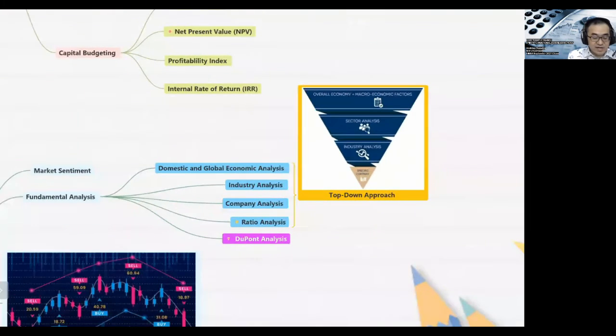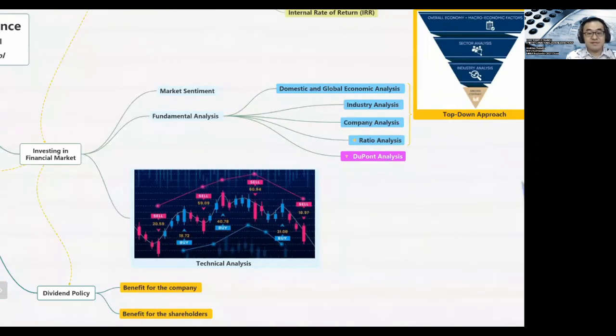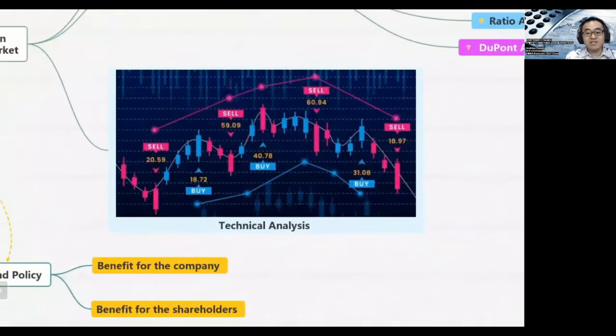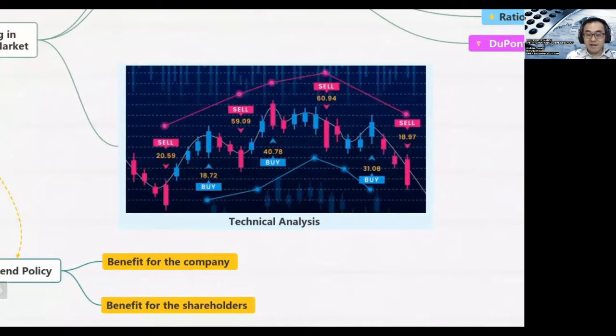Technical analysis, on the other hand, looks at the historical price movement of a security and by finding pattern and trend. This analysis will attempt to predict future price movement. Fundamental analysis is typically used for longer-term investment, while technical analysis is used for shorter-term trading by riding on the market momentum.